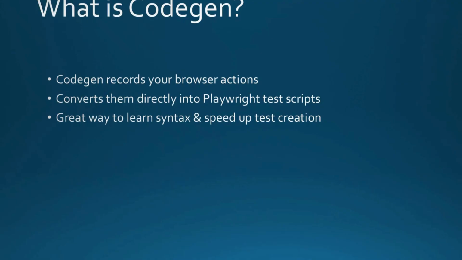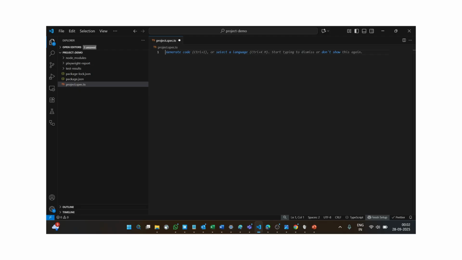In short, Codegen is like your training wheels for automation. You record once and you get ready-to-run Playwright code. I request you to watch the video till the end and you will learn the full concept of Codegen in Playwright by the end of this video. Let's begin with code.